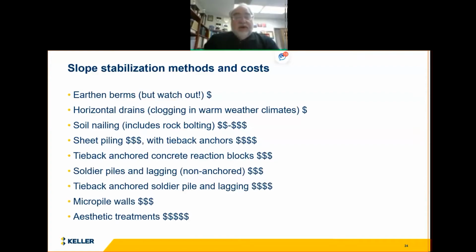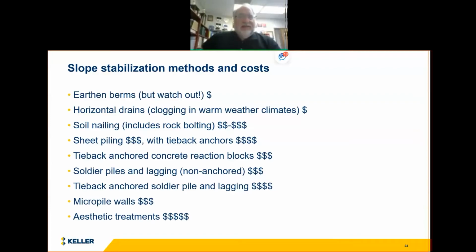Berms are very effective. Everybody knows how to do grading. You can calculate it easily, but I caution you when using a berm to make sure that you understand all of the geometry of your slide. I've seen so many berms that have been placed that actually decrease the factor of safety of the slope.